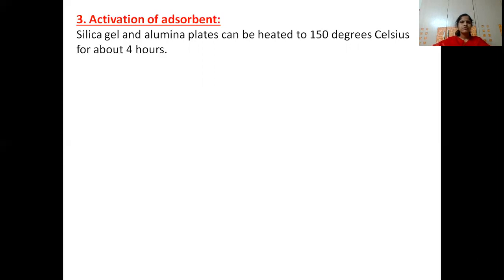We have to heat it to around 150 degrees Celsius for about 4 hours. So after the slurry is poured onto the plates, we have to heat it around 150 degrees centigrade for 4 hours. Or else if you are doing it in a general lab, a degree lab, you can just leave it for some time in the open air, and it will get dried easily. So that is how we are activating the adsorbent layer.